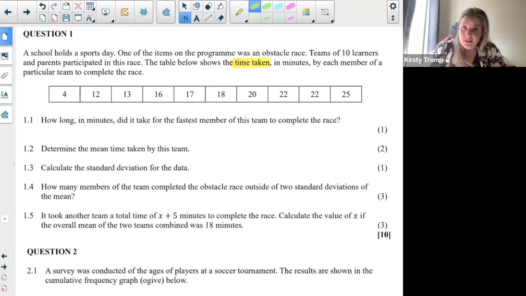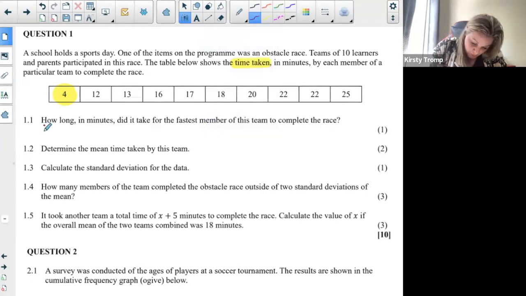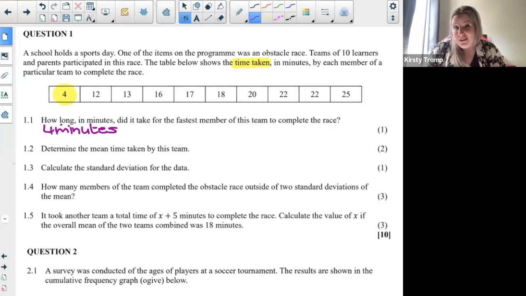Well, if you're the fastest, it means you're taking the least amount of time. And if you're taking the least amount of time, then you would need to take 4 minutes. So 1.1, 4 minutes. Be careful. Sometimes people get excited and think it must be the person who won, the person who gets the most, so be careful. It's the person who took the least amount of time. The fastest person, 4 minutes. So 1.1, 4 minutes.